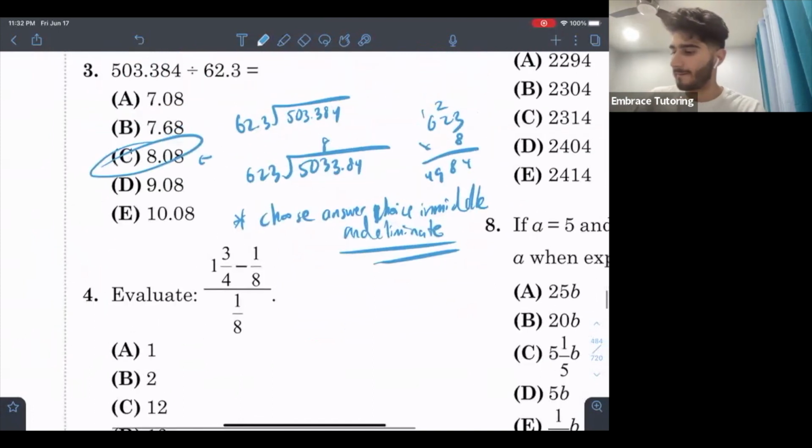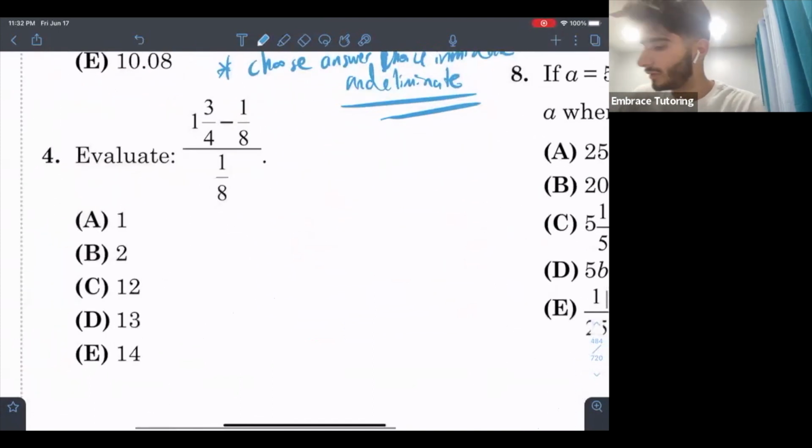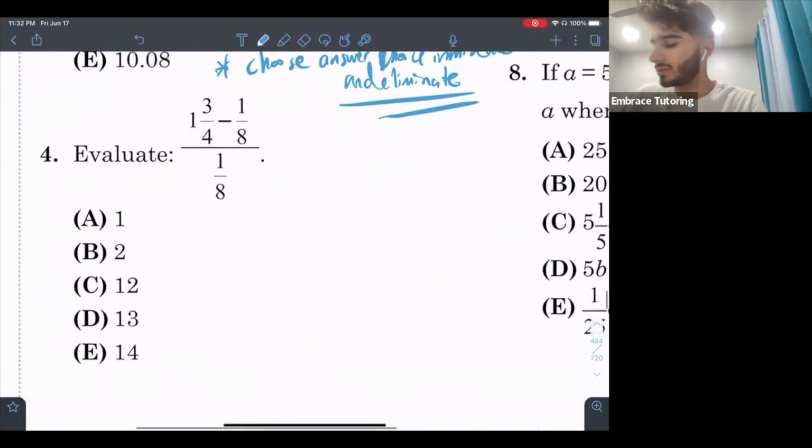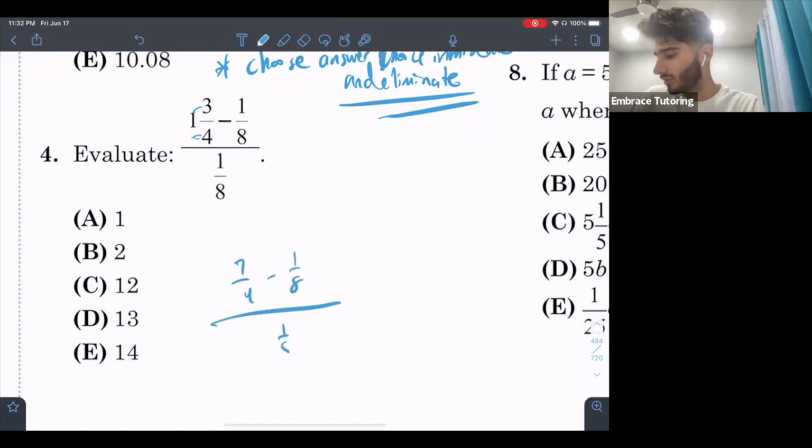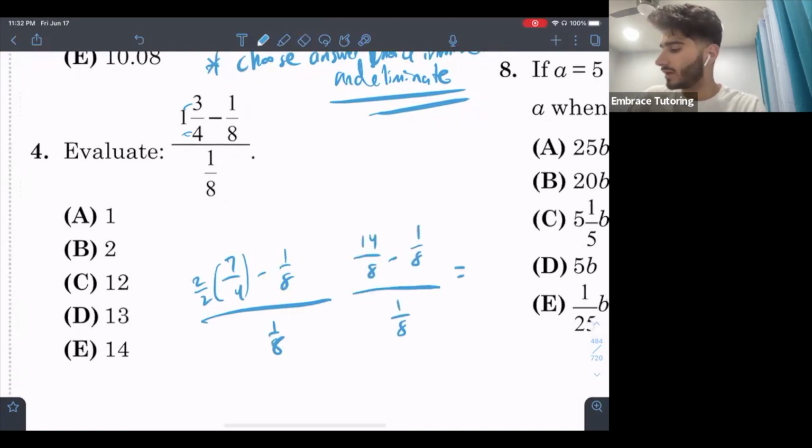Question 4. 1 3/4 minus 1/8, divided by 1/8. So what we could do here is make everything into an improper fraction. You multiply by 4 and then add the 3. So 1 times 4 is 4 plus 3, 7 over 4 minus 1 over 8 divided by 1/8. You can get a common denominator, so multiply by 2 over 2 to get 14 over 8 minus 1 over 8. You subtract, and you get 13 over 8 divided by 1 over 8.